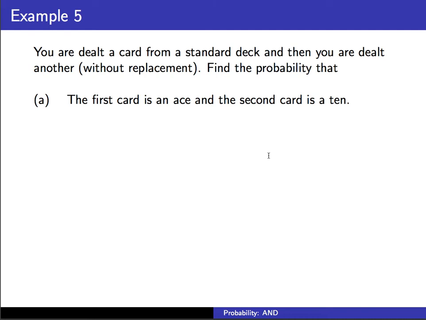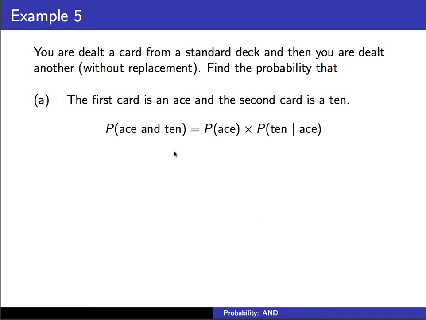So example 5: you're dealt a card from a standard deck, and then you are dealt another card without replacement, as usually is the case. Find the probability that the first card is an ace, and then the second card is a 10. When you're playing a game of cards, you don't get a card, look at it, take note of what it is, and then give it back. You hold on to that card at least until the dealing's over. So the first card is an ace, and the second card is a 10.